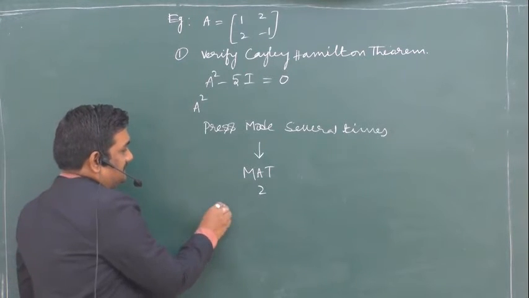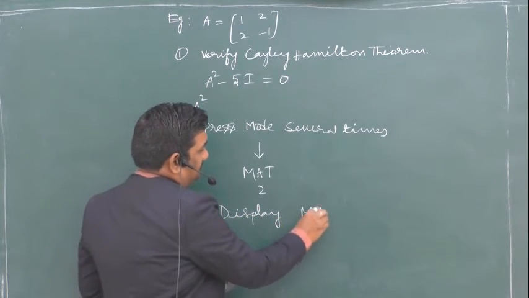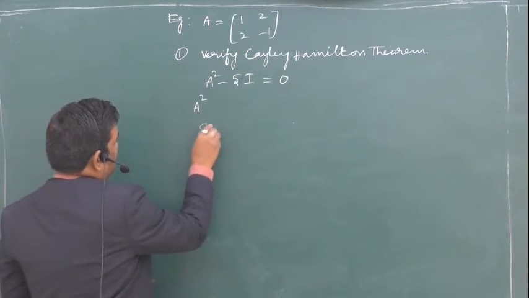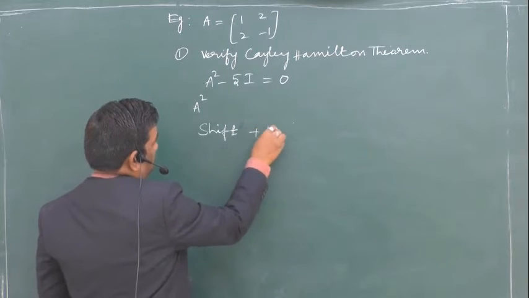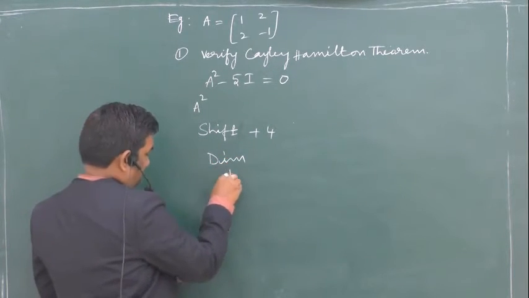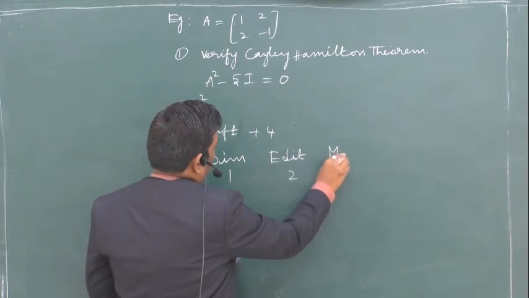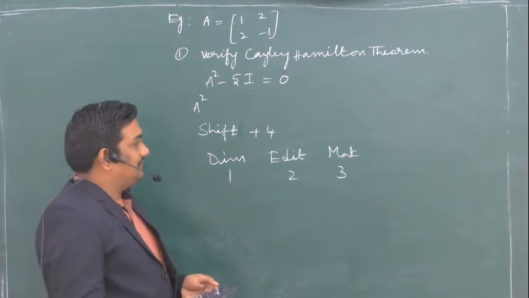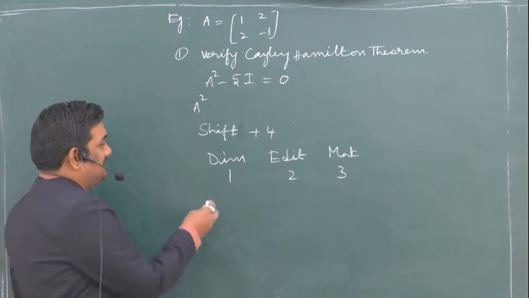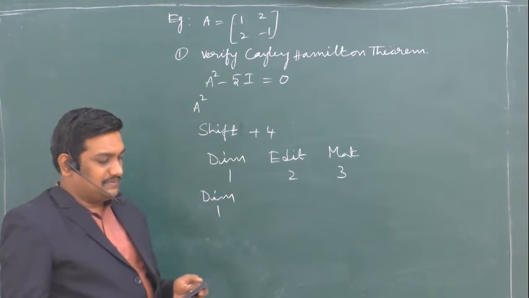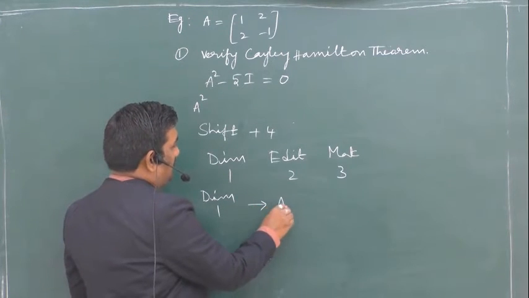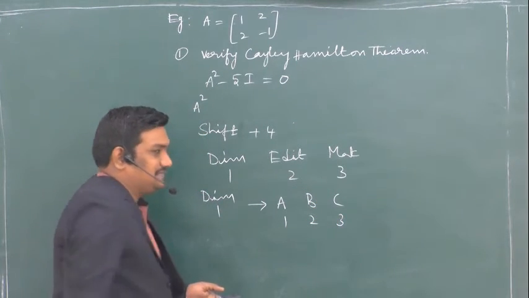In the display you will have mat. Then in the scientific calculator you press shift and 4. When you press shift and 4, there will be 3 options such as dimension, edit and mat. Out of the 3 options you select dim, by typing 1. Again there will be 3 options A, B, C. Under A, B, C you select A.